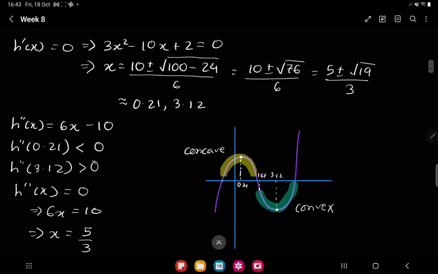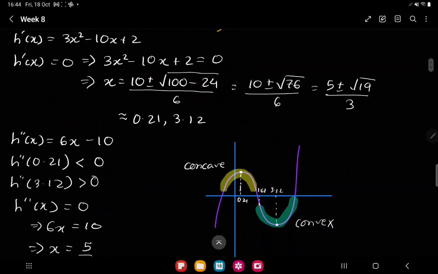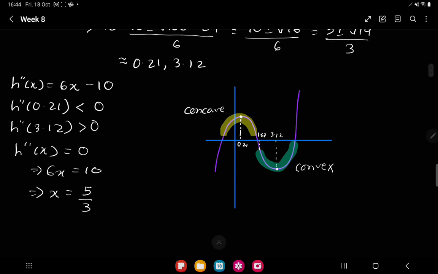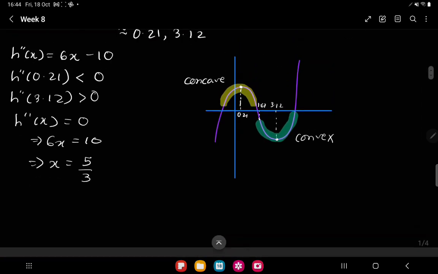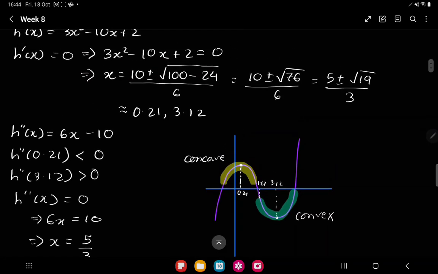And here is a graphic which shows what a concave and convex part of a function looks like. So if the second derivative is negative, then that is a concave region. If the second derivative is positive, then that is a convex region. And the shape changes from concave to convex at the point of inflection where the second derivative is 0.